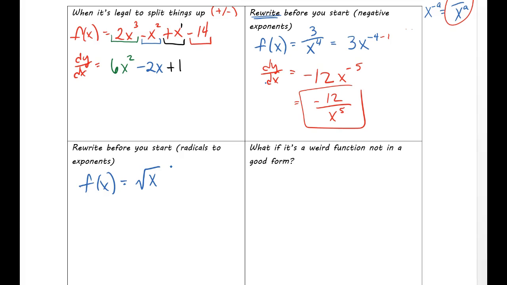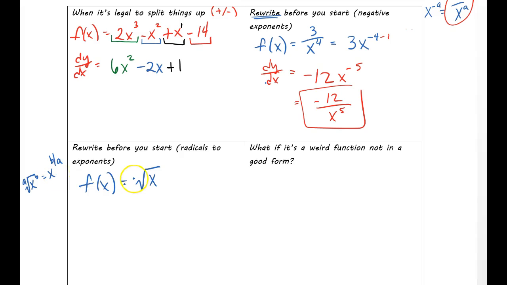Now, hopefully you guys remember there was a rule from, I don't know, algebra. You've seen it since algebra, but you may not remember it. It was something like this. If you have a square root of x to the b power, you can write it as a fraction exponent. And it looks like that. So you just need to rewrite this problem so that you can take the derivative.